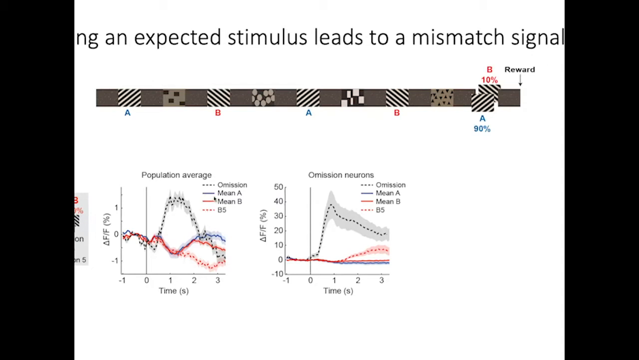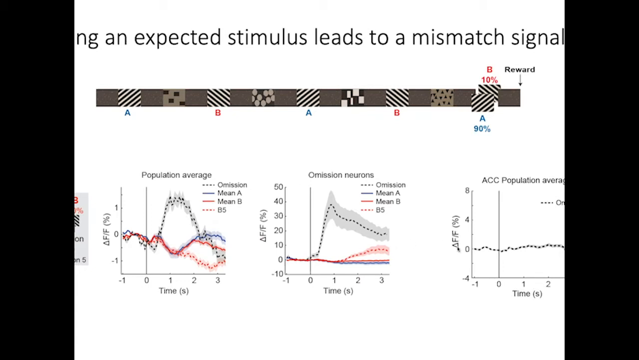If you compare this to the mean response to the A or the B grating, it's there, but it's much, much smaller. It's a bit noisier because the fraction of trials is only 10%, right? You'll always get this. And you can just make up an arbitrary selectivity criterion and say, look, these are neurons that are selectively responsive to the omission because we quantified them as such, right?